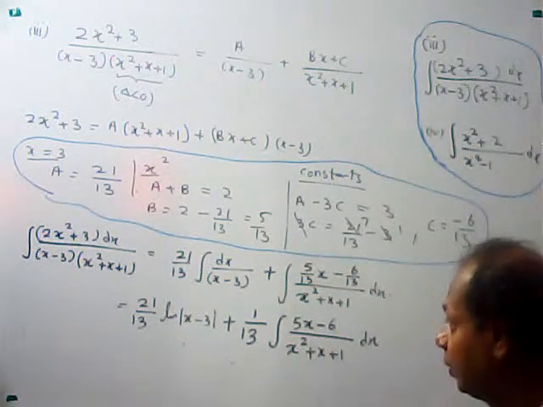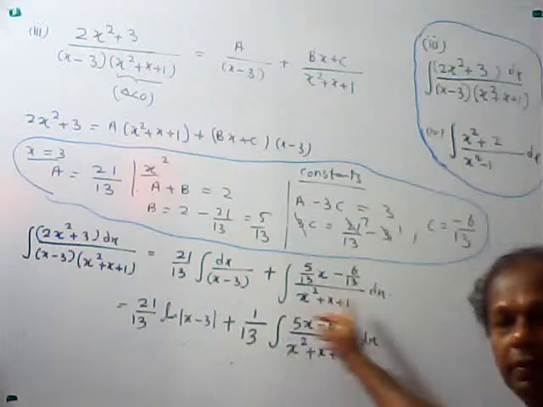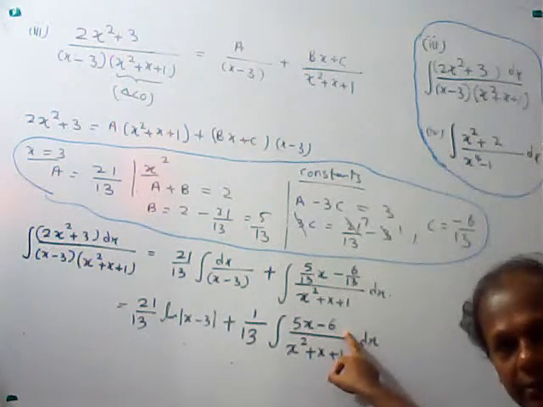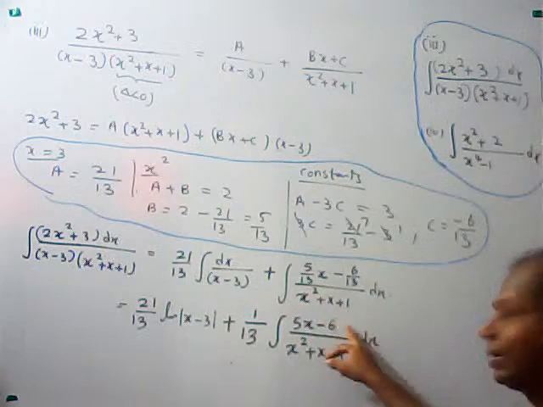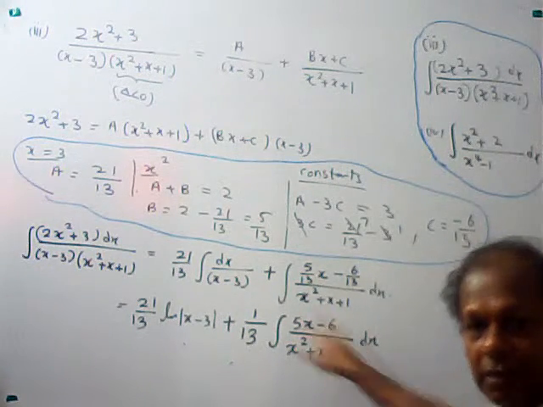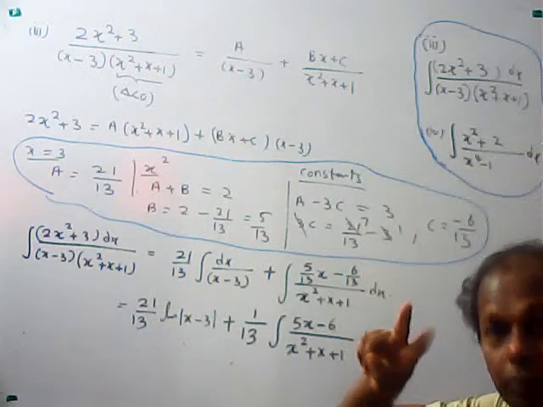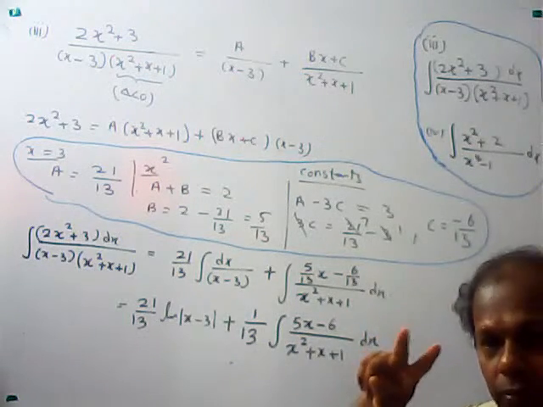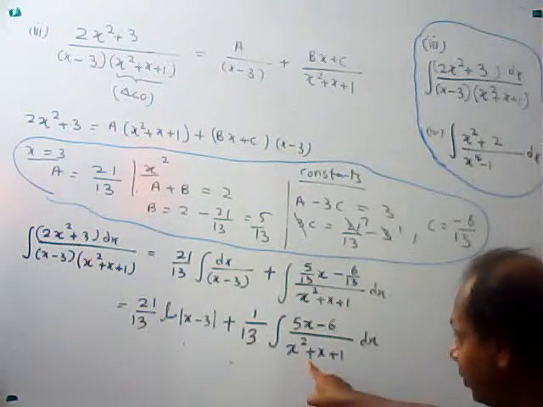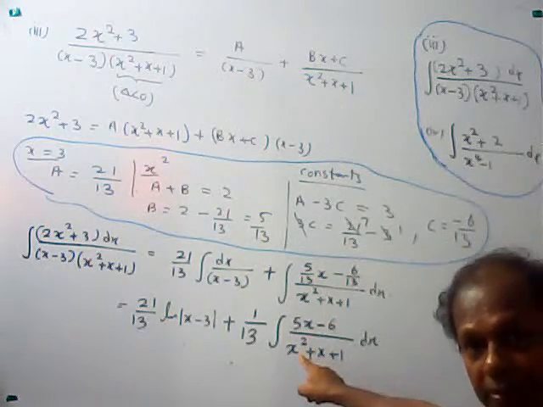Right, then the thing is how to integrate this. This is again a rational function, right? Look at this. This is again a rational function. And how to integrate this? So far we learned only two methods. Number one, to integrate rational functions, proper rational functions. This is a proper rational function.